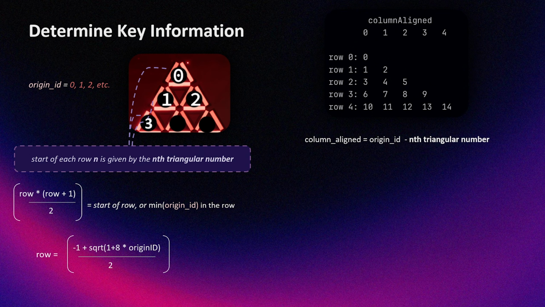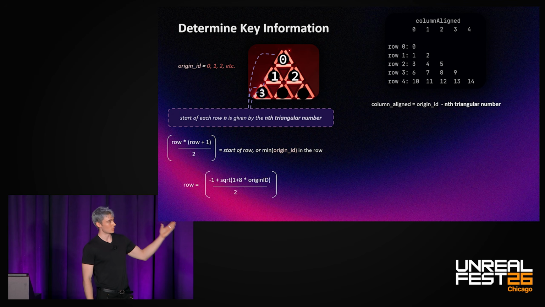Finally, I need to solve for column. So the way that we do this is I'm going to write out all of my elements in this sort of left-aligned structure here. And then I can determine that my column value is just going to be the number of hops away I am from the start of the row. So if I have an origin ID of 5 in the middle there, my start of the row is going to be 3. I'm 2 hops away.